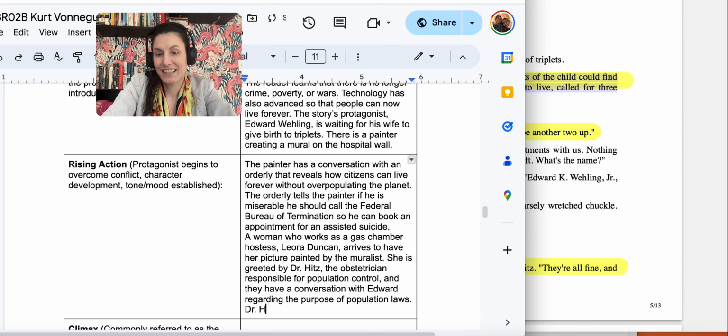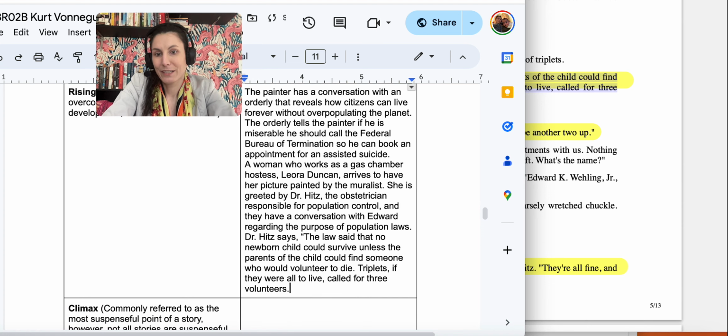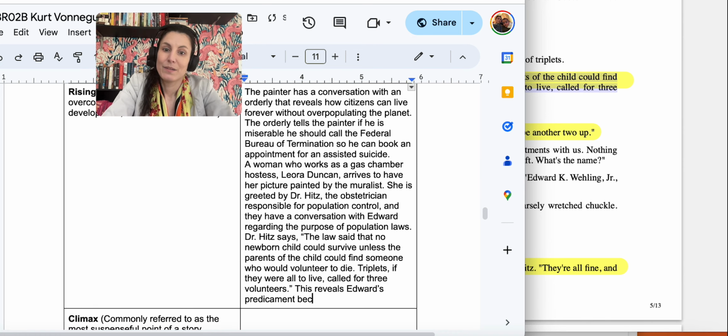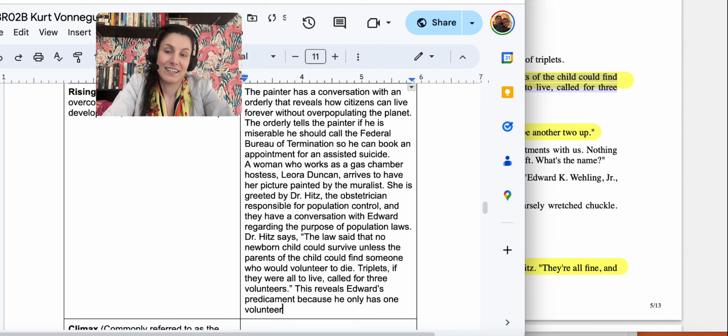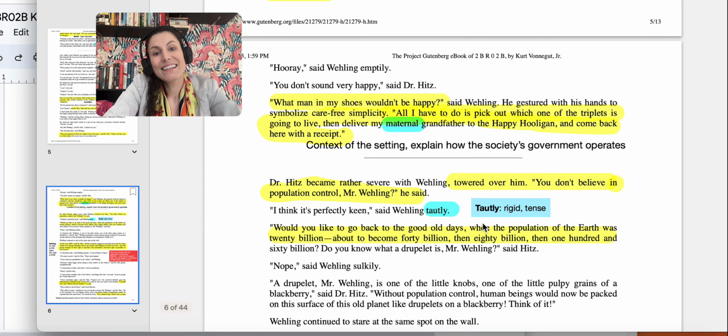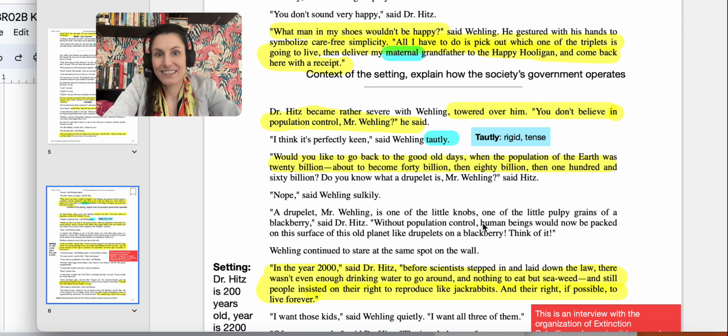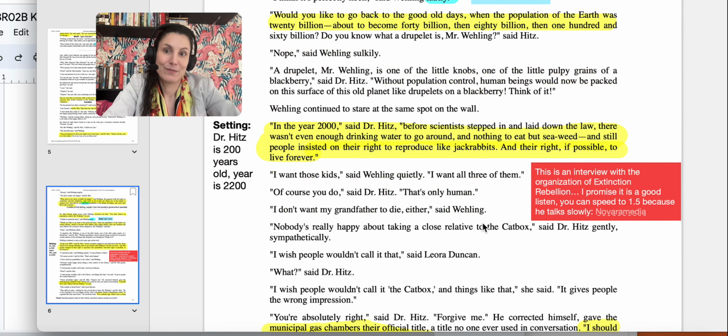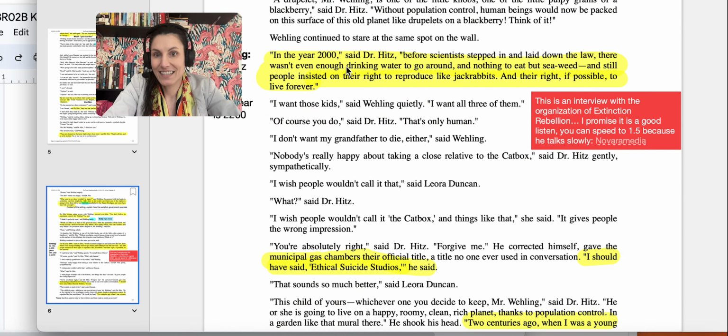And then I could say Dr. Hitz says, you wouldn't really put a summary, I'm just adding it so you could see. This reveals Edward's predicament, because he only has one volunteer from his family that is willing to die. All right. And now we can say the conversation gets a little more severe, with Dr. Hitz becoming rather severe with Welling, towering over him, threatening what the world would be like before science stepped in.